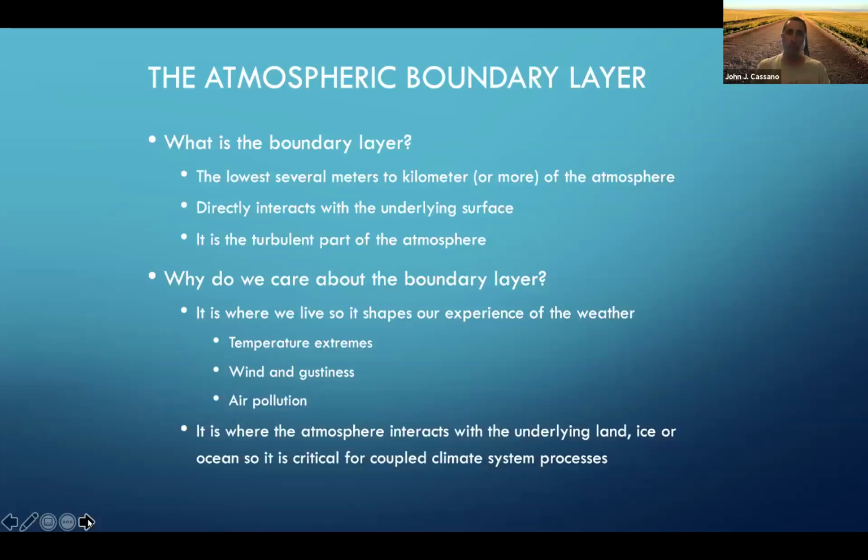And then things like air pollution and the way it disperses really are controlled by boundary layer features. But scientifically, the reason that my group cares about the boundary layer is that it's the part of the atmosphere that's interacting with the underlying surface, whether that's land or ice or ocean. And so as we think about coupled climate system processes, the boundary layer is really a critical part of this, because it's the part of the system where the atmosphere is interacting with whatever the underlying surface may be.